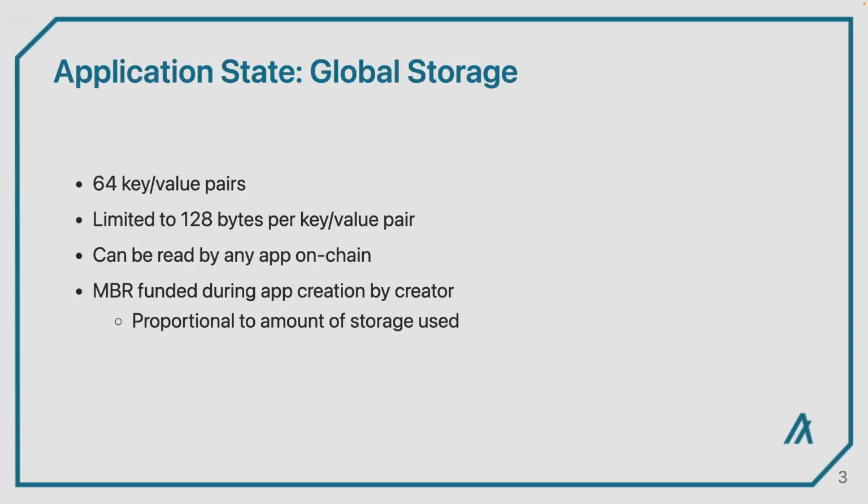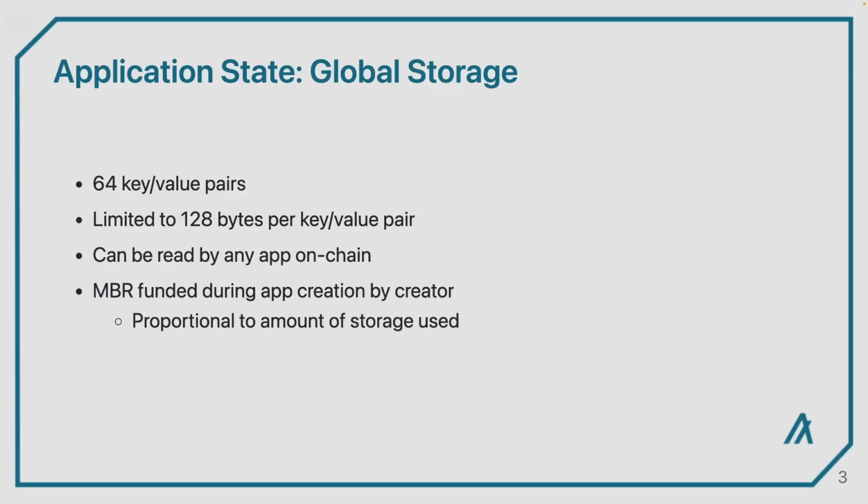So the most common type of storage, especially before AVM 8, is called global storage. This is 64 key value pairs per contract, and each key value pair is limited to 128 bytes. So this means the size of the key plus the size of the value has to be 128 bytes or less. The global storage can be read by any app on chain. So this is completely publicly scoped information.